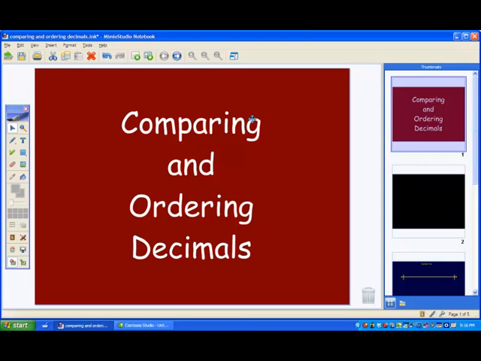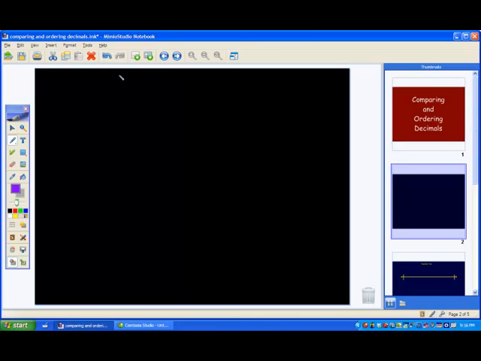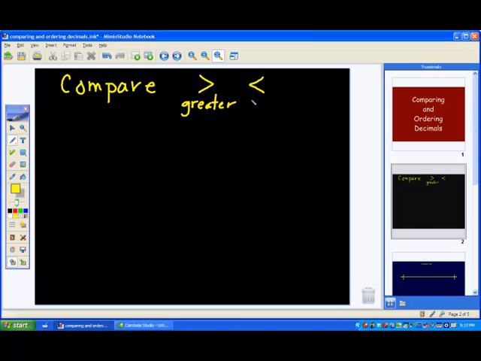We're going to be looking at how to compare and order decimals. It is the same steps that you will follow with decimals that you followed with whole numbers, except for now we have to look at the tenths, hundredths, and thousandths place. These are the steps for comparing decimals, just to look at greater than, less than, or equal. So when we compare numbers, we are looking at their greater than, less than, or equal.